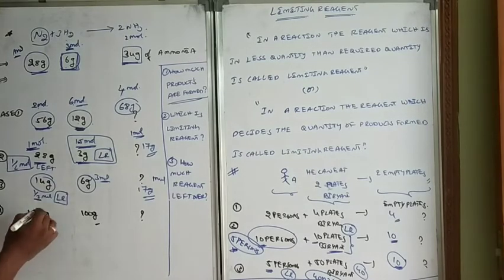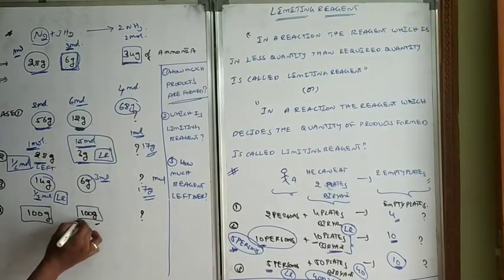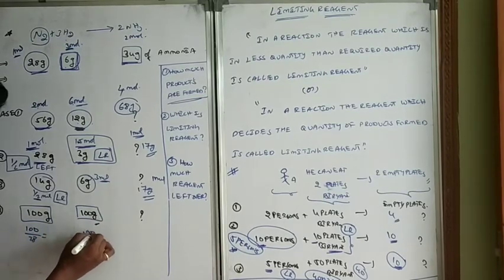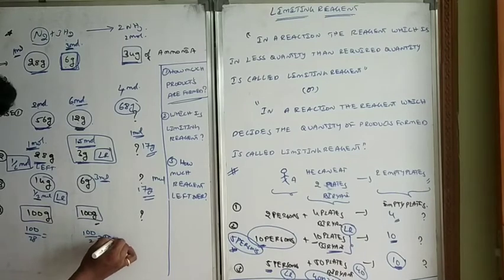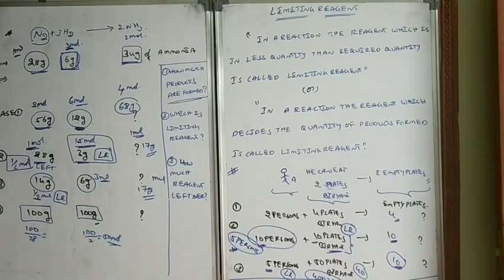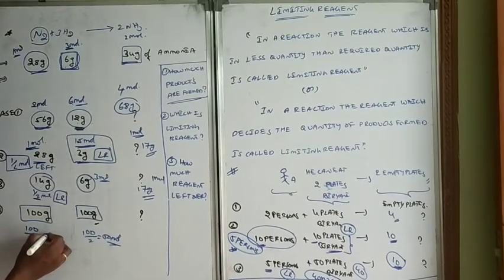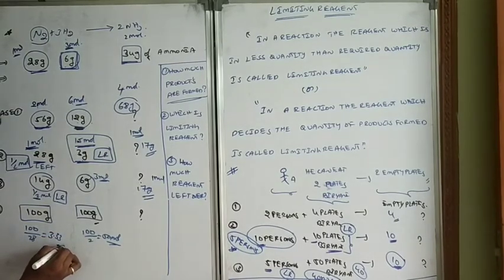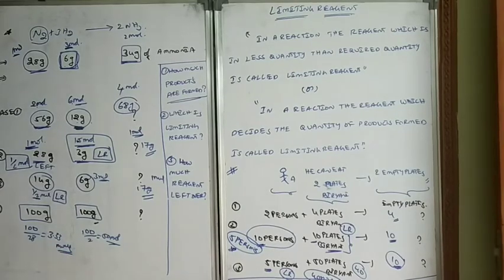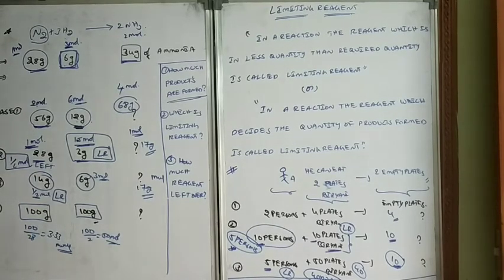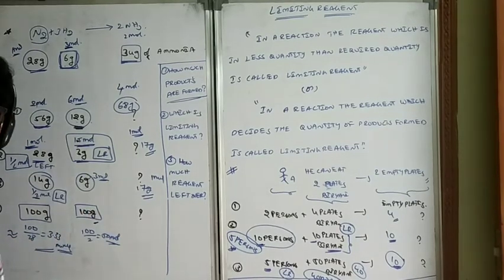And finally you see 100 grams is reacting with 100 grams. 100 grams means 100 by 2 here, so 50 moles. And here 100 by 28 means how much will you be getting? 3.33 moles come. Why 3.33 moles? Because 100 by 30 you can take, so 10 by 3 will come. So nearby you can take nearby values. Like this you can do simple calculations also in your examination.